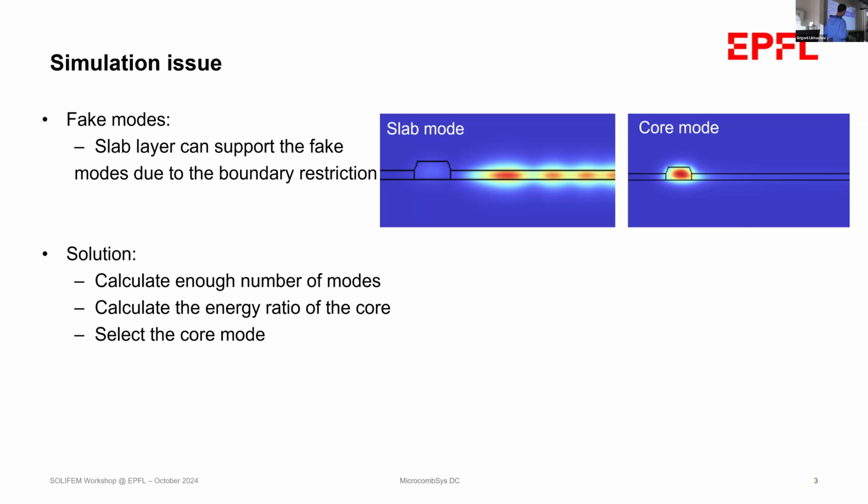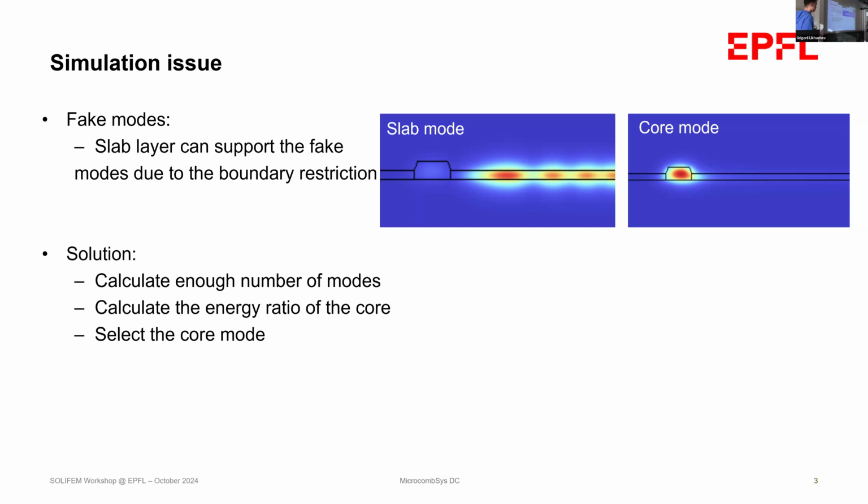And in the actual device, we only have this mode for the ring or for the waveguide. And this one, because we have a continuous slab layer, this mode will just leak away, so we will lose this mode. Then how to distinguish these two modes? Here we use some better, automatic method, not choose by ourselves.